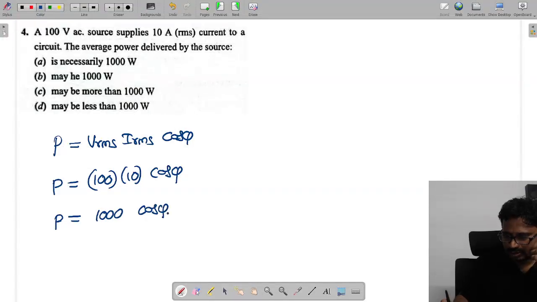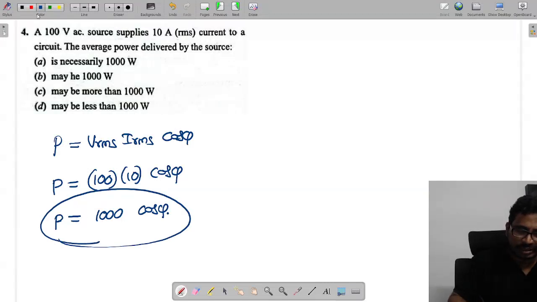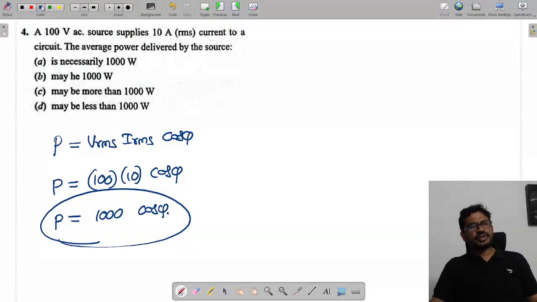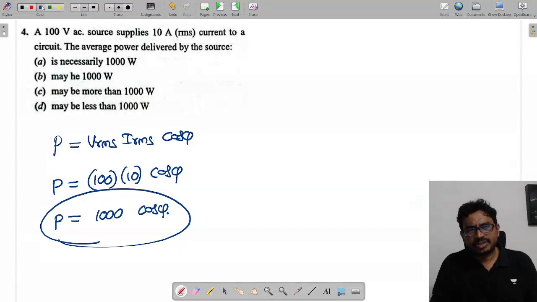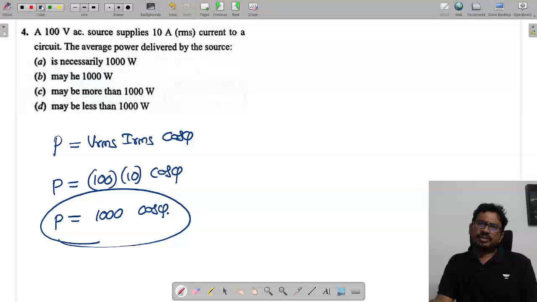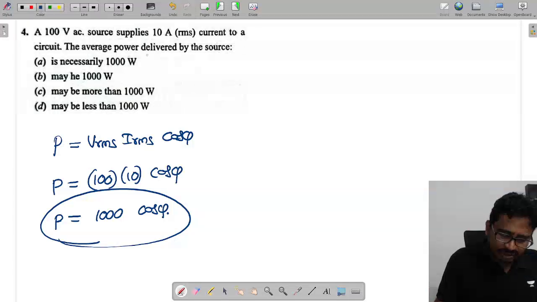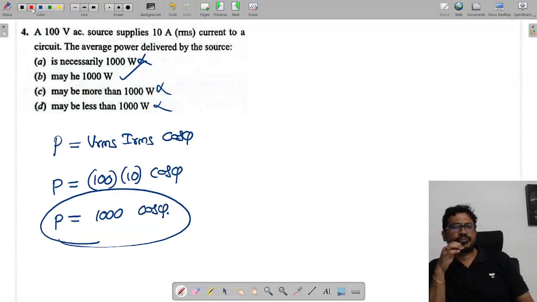1000 multiplied by a constant. We don't know this phi angle. Based upon this phi, if phi is equal to 0 it is 1000, and if phi is equal to 90 it will become 0. So can you say this value will compulsorily be 1000? No, it may be 0. We can't say more than or less than, that depends upon the phi angle.